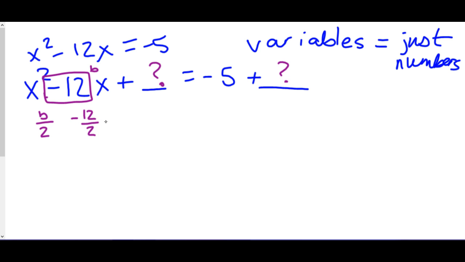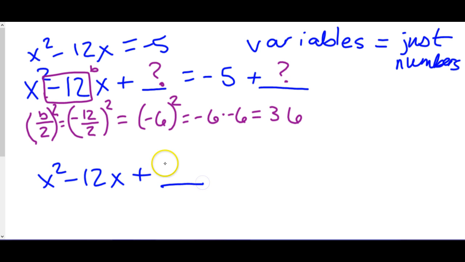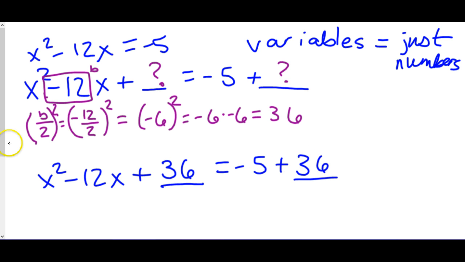But then we're not done after that. After that, we're going to have to square what we get. So according to order of operations, I do what's inside the parentheses first. Negative 12 divided by 2 is negative 6. Then I square it. Negative 6 squared means do negative 6 times negative 6, which gives us positive 36. So we get x squared minus 12x plus, then we're going to fill that blank spot with positive 36. And what we did to one side, we have to do to the other. We also have to add 36.